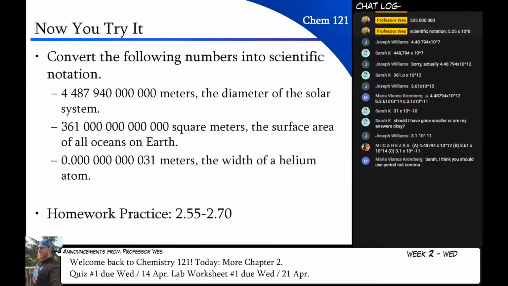Oh, actually, I don't need to go to that screen. I could just do that from here. So what I'm going to do is move the decimal point over 7, 8, 9, 10, 11, 12. So I'm going to have times 10 to the 12 as part of my answer, and then I just write all of the digits that remain. So that would be my answer: 4.48794 times 10 to the 12.